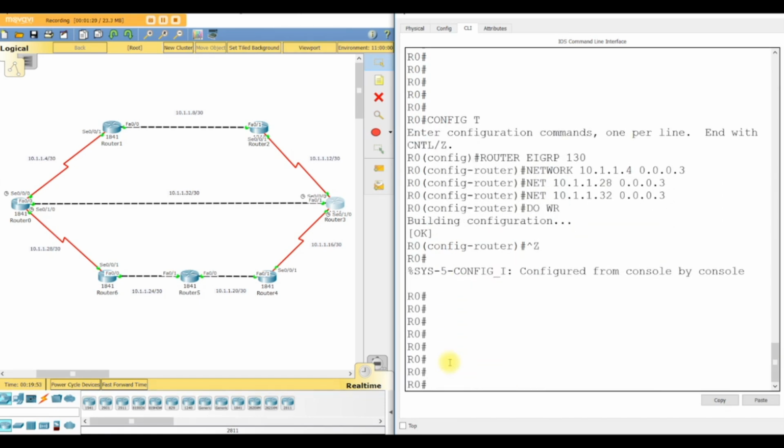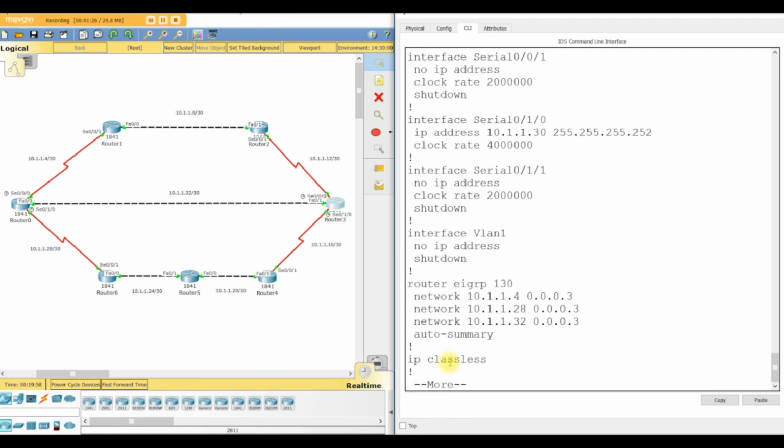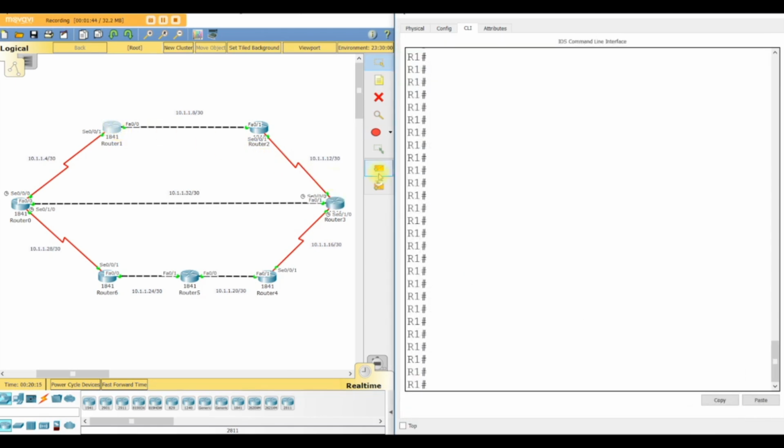I'm not putting the no auto-summary there because I used the wildcard mask, and I want to show you something. You saw that I copied, and I'm going to do a show start. I'm going to go all the way to where the routing protocol is, and you can see that it did not summarize. It actually lists the networks that it is advertising. That's the difference, but I'm going to tell you the pitfall of that. So you really have to pay attention in your certification simulation to what question they're asking.